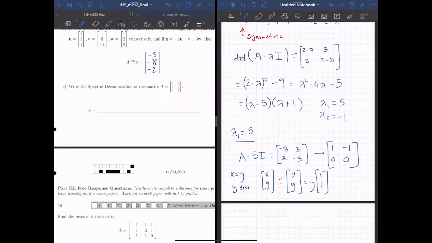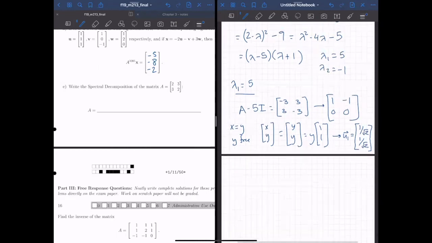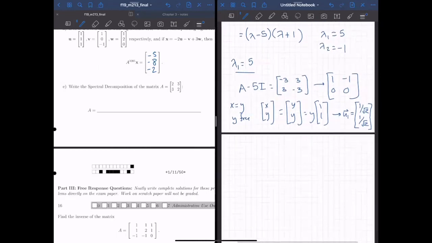Now, because I'm trying to do spectral decomposition, or if I was trying to orthogonally diagonalize, I want to make sure this vector is a unit vector. So I'm going to take u1 to be (1/√2, 1/√2). Again, I want it to be a unit vector. Whenever we're doing spectral decomposition, singular value decomposition, or orthogonal diagonalization, we always want to make sure that our eigenvectors are unit vectors.